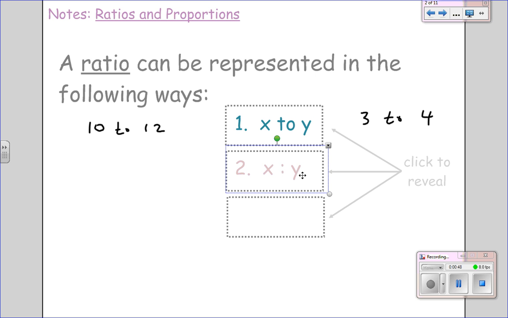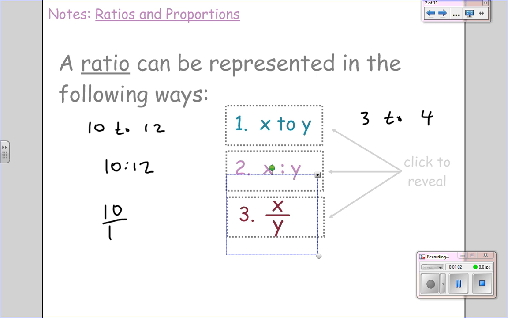Another way is x colon y. So if we go back to our guys and girls example, 10 colon 12. And finally, the third way we can express a ratio is, of course, as a fraction. So the ratio of guys to girls is 10 over 12.